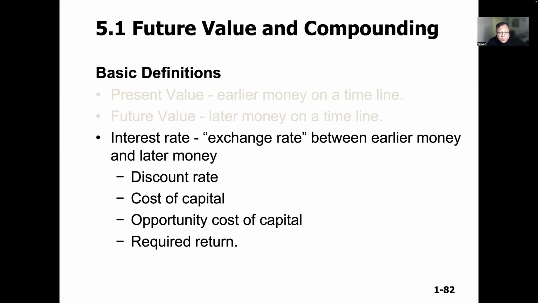For the interest rate, there are different proxies. You're also going to hear some concepts like discount rate, cost of capital, opportunity cost of capital, and required return. These different terminologies, sometimes we use them as the rate in this calculation. They are not exactly the same concepts, but we sometimes use them to account for the rate that we are using in the calculation.